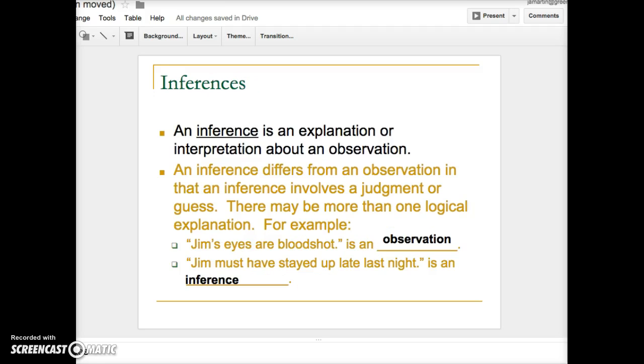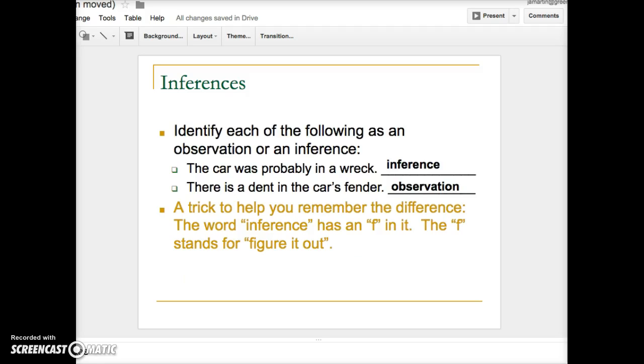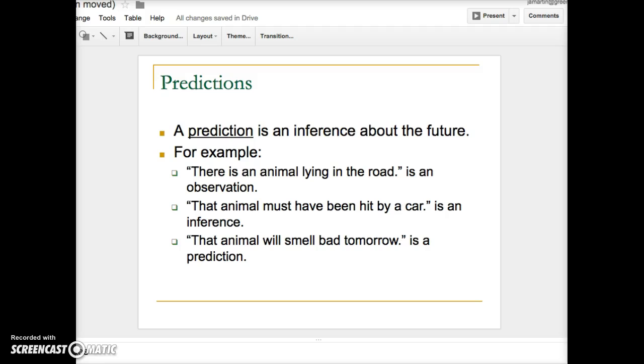And then we've talked about inferences, which is an explanation or interpretation about an observation. We talked about eyes. Jim's eyes are bloodshot. We observed that, and then we inferred that he stayed up late. And we remembered how to remember the difference. The word inference has an F in it. The F stands for figure it out. You've got to figure out what happened. It's kind of like a detective.